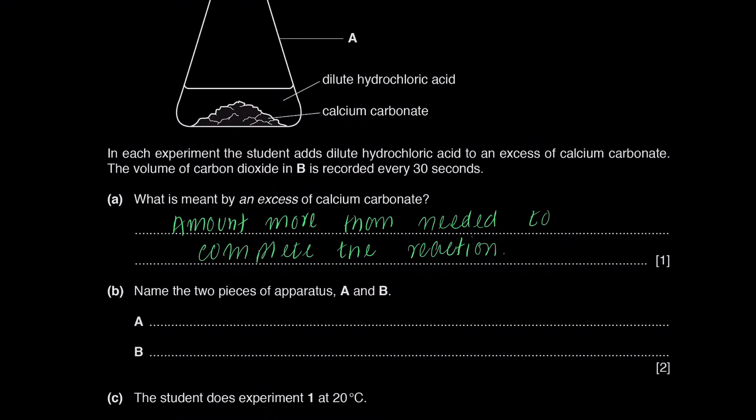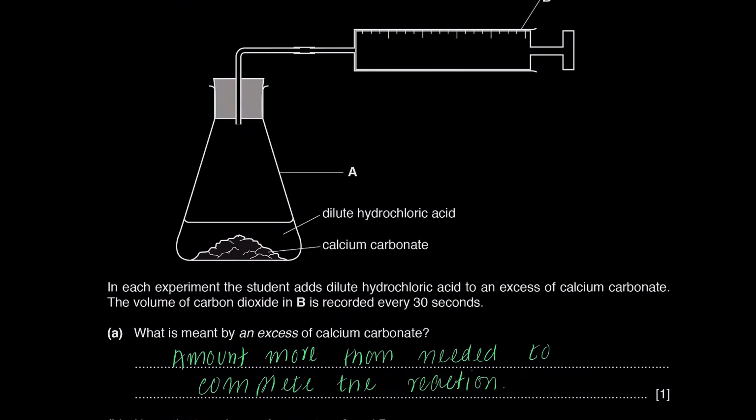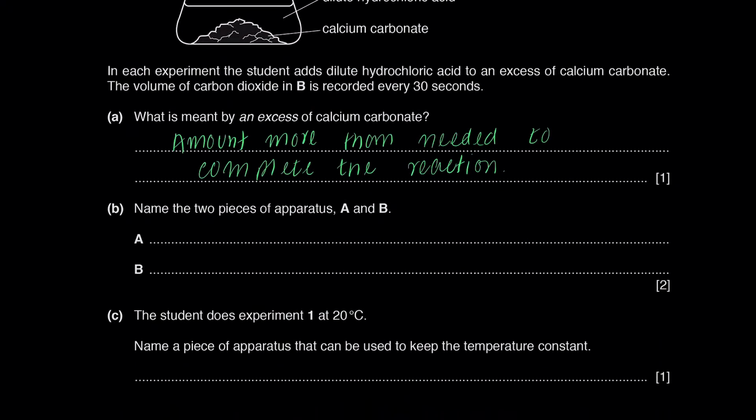Isn't that right, Abdullah? But I think you only misread the question rather than anything else. Name the 2 pieces, A and B. What is A? This question just shows up every time. What is A? It is a conical flask. What is B?